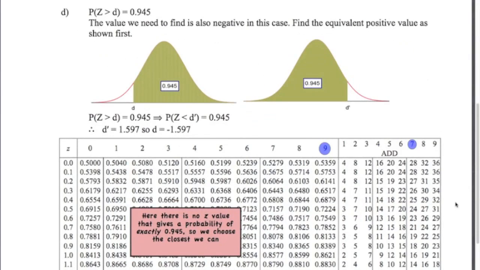The probability z is greater than d is 0.945. So we look at the table here and at the diagram. From there and above is 0.945. Once again, you can tell straight away this is going to be negative. So what I'm going to do is find the value of d dash. So there and below is 0.945. So I'm going to be looking at 0.945 in the table, getting this value, and then just making it negative.